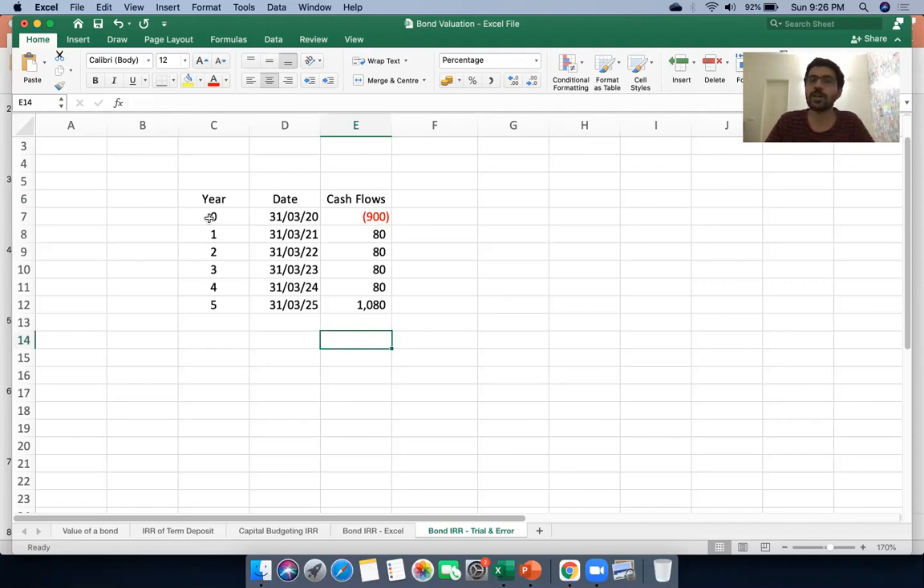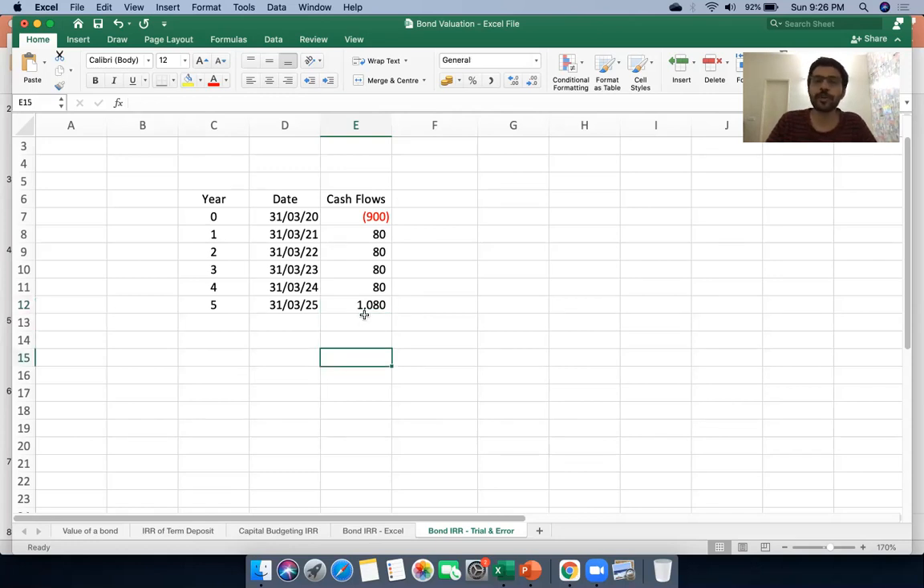Like we saw, I have a cash outflow of 900 today, which is nothing but the market price of the bond. And then I have a cash inflow of a coupon of $80 at the end of each year for a period of 4 years. And then at the end of year 5, I receive the redemption value, which is $1,000 plus the coupon for the 5th year, which is 80, thereby totaling 1,080.